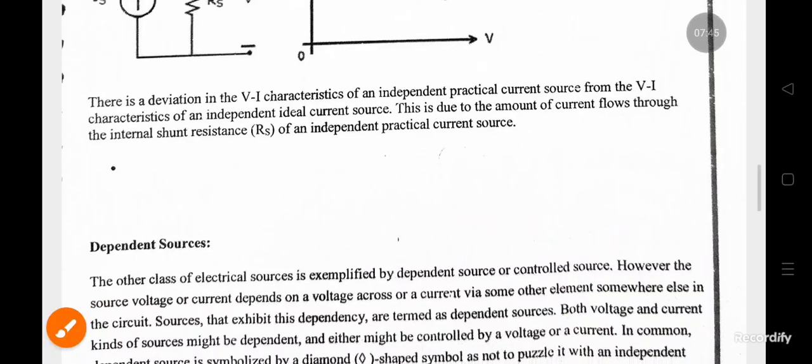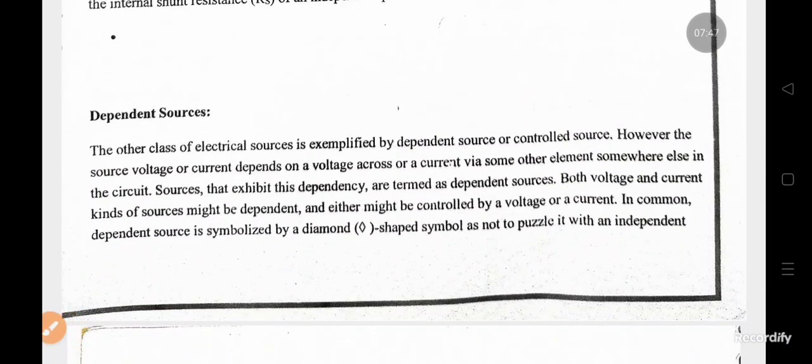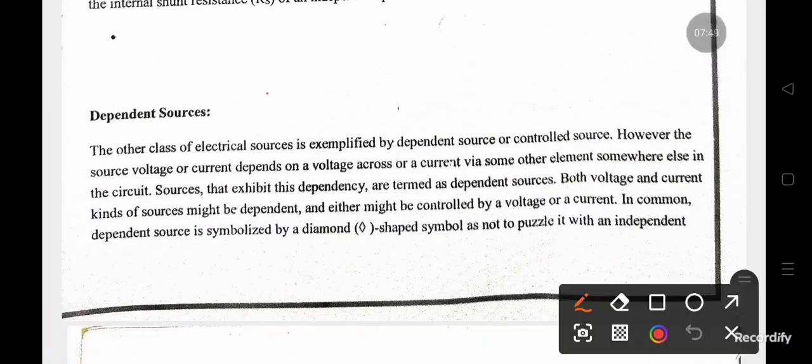So, second one after independent sources is dependent sources. Dependent sources, like voltage or current, depend on the voltage across or current via some other element somewhere else in the circuit. Sources that exhibit this dependency are termed as dependent sources.